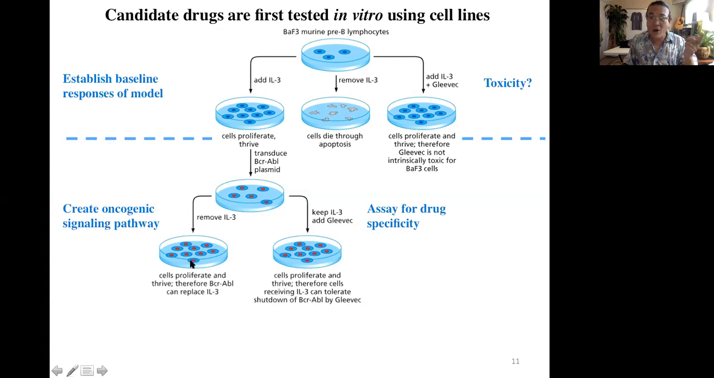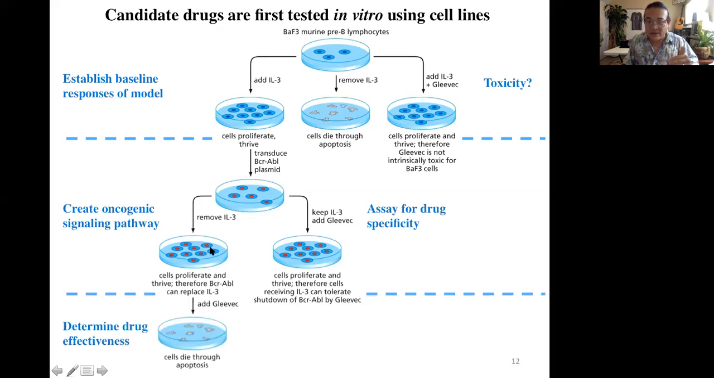So then you say, oh, okay, good. Now we have our model. This is our model of B-cell lymphoma, right? To that, you add the Gleevec. You add the Gleevec and you see the cells proliferate, right? That way you know that in the cells receiving the Gleevec, it somehow doesn't interfere with the normal IL-3 signaling.